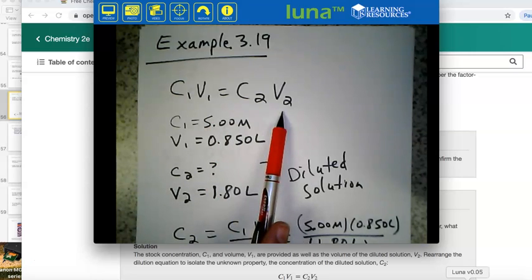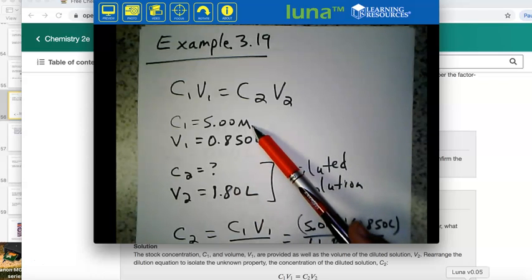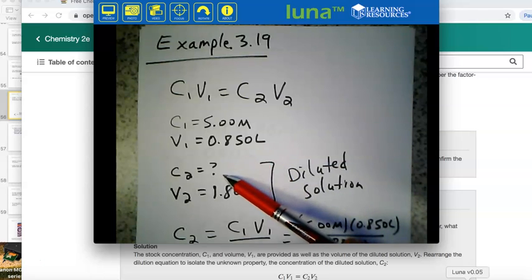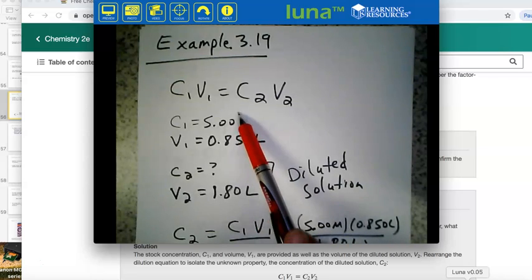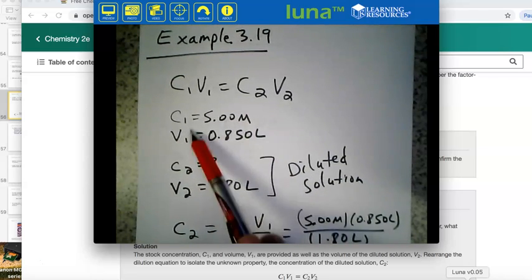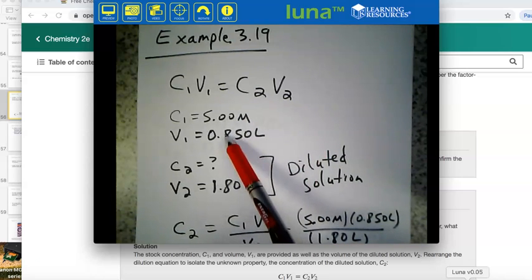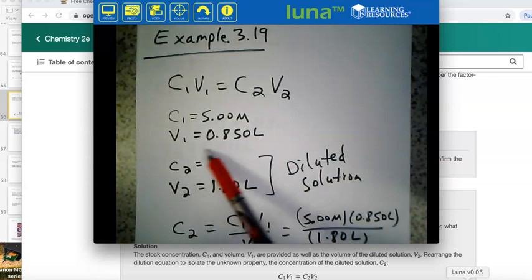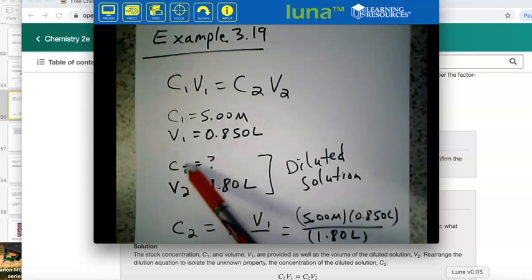So here I'm starting out with my dilution formula. I listed what was given to me. I have the concentration of the concentrated solution and its volume, and I'm trying to find the concentration of the diluted solution with its volume. It doesn't really matter how you list it. You can list this information as C2 and V2. Again, you just don't want to mix and match. If the solution has a certain concentration, it has a certain volume, you have to keep these values together and label them either 1s or 2s.